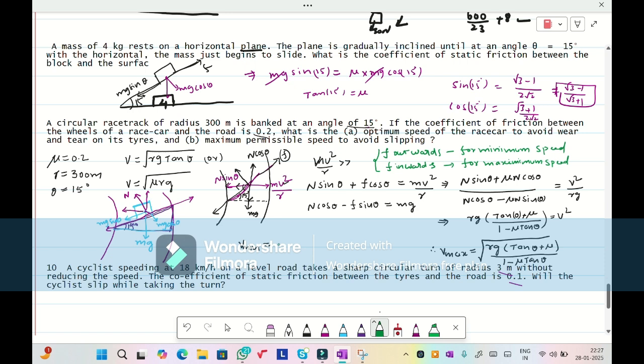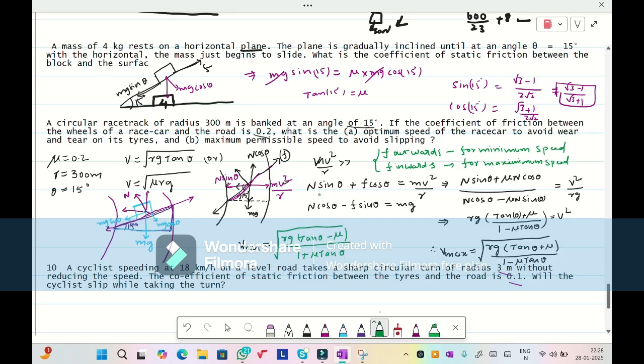So I hope V minimum is equal to, similarly, root over rg into tan theta minus mu by 1 plus mu tan theta. That means here the cos theta will go to this side: mv square by r plus f cos theta is equal to n sin theta. This will become plus, which means here minus will come. So therefore tan theta minus mu only is correct, not mu minus tan theta.